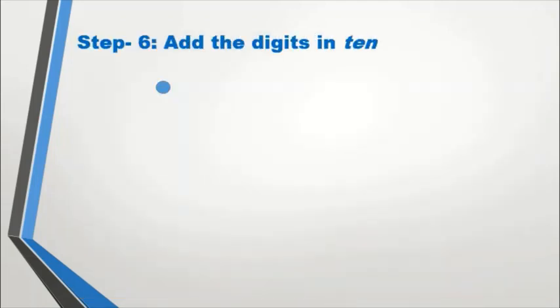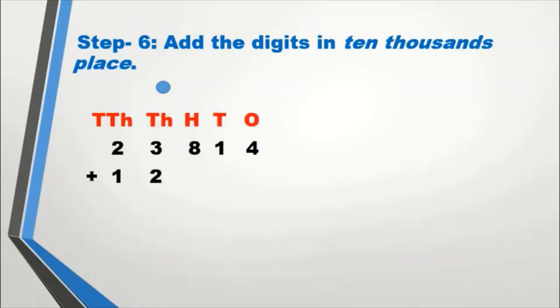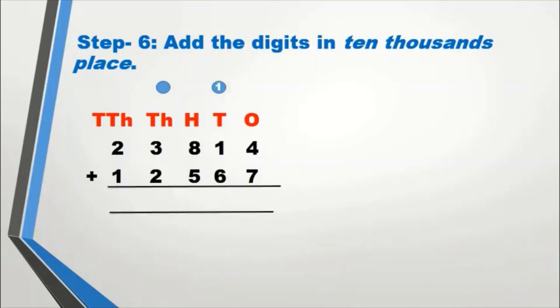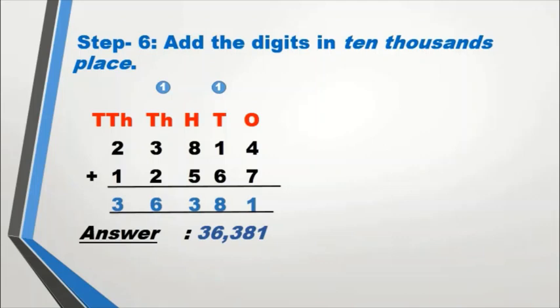Step 6. Add the digits in 10,000s place. What are the digits in the 10,000s place, children? Those are 2 and 1. 2 plus 1 is 3. So the answer is 36,381.